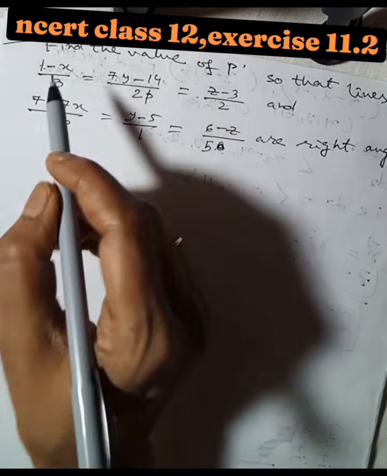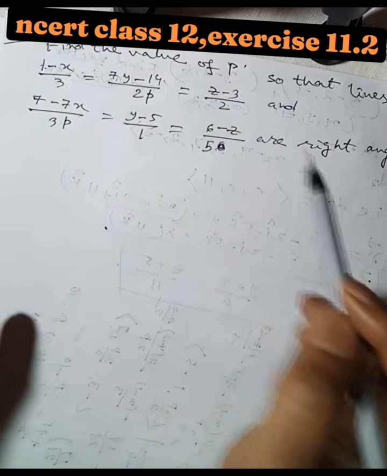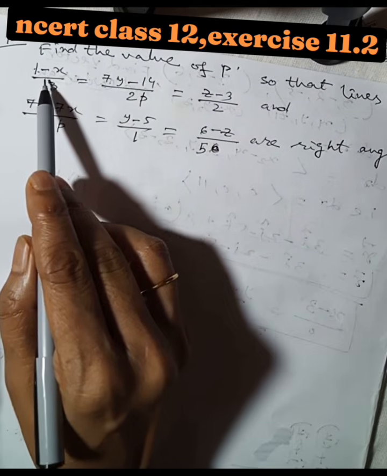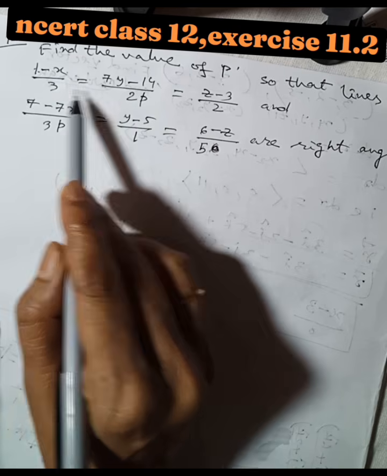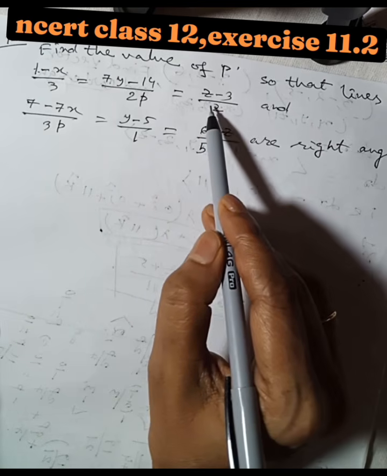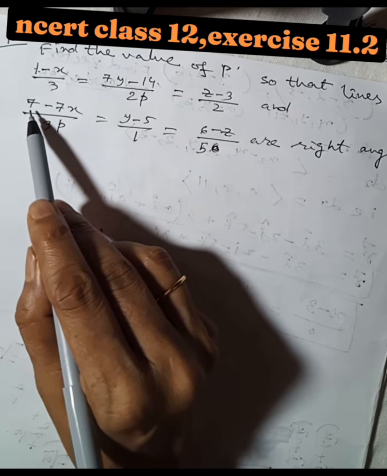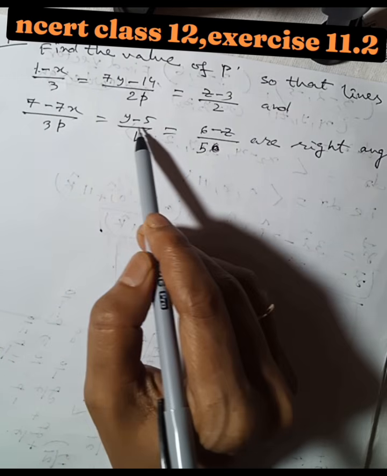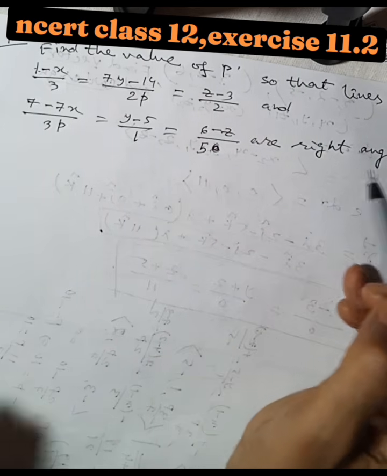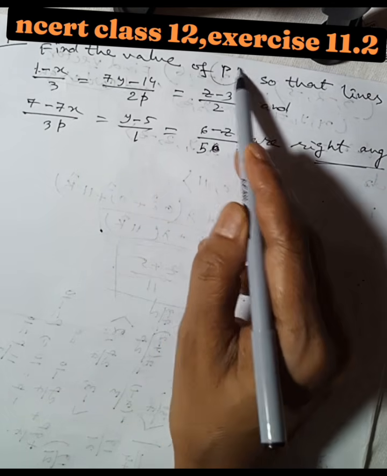Now question number 12, NCERT class 12, exercise 11.2. Find the value of p so that the lines (1 minus x) by 3 equals (7y minus 14) by 2p equals (z minus 3) by 2, and (7 minus 7x) by 3p equals (y minus 5) by 1 equals (6 minus z) by 5 are at right angles. Now find the value of p.